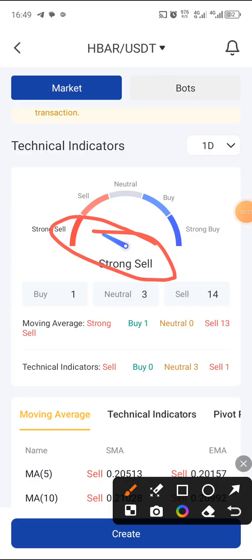Remember, to be a good trader, you have to make sure that you are buying at a lower price and selling at a higher price. So what comes into your mind? Is this the right time to buy? Is this the right time to sell?